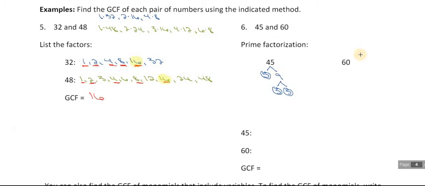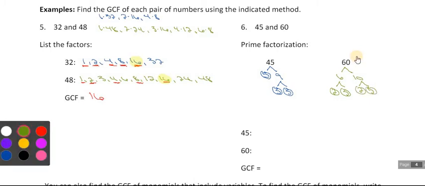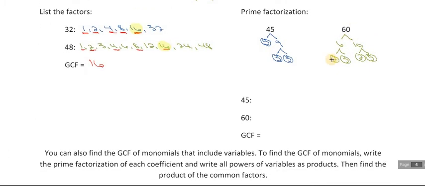For 60, 60 ends in a 0, so it's divisible by 10. So 6 times 10. 6 breaks down to 2 times 3, both of which are prime. And 10 breaks down to 2 times 5, both of which are prime. So I'm going to fully list out my prime factorization of 45: 3 times 3 times 5. And then 60 is 2 times 2 times 3 times 5.